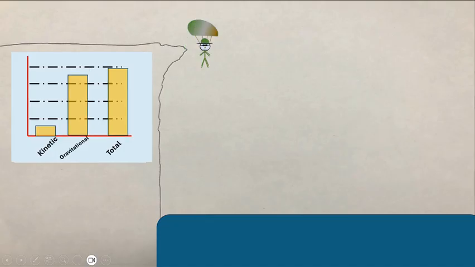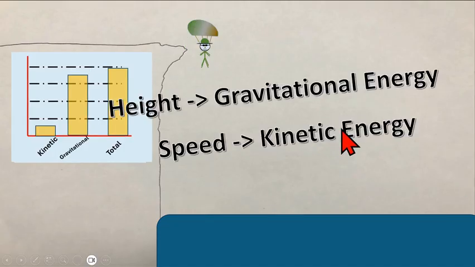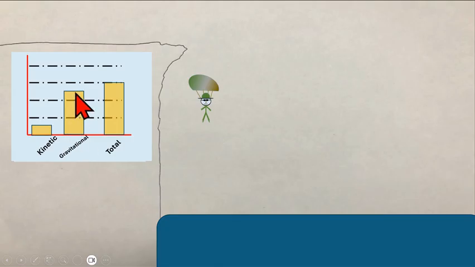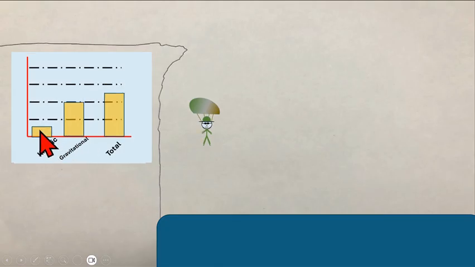And so he falls and his parachute opens. And remember, height is related to gravitational energy. So when he loses height, he's going to lose gravitational energy. And speed is related to kinetic energy. So as he speeds up, he's going to gain kinetic energy. So that's why you see him lose the gravity right here and gain kinetic. But as he goes down, his gravitational gets smaller and smaller, but his kinetic is limited because the parachute doesn't let him go any faster. And so you add these together to get the total. The total is actually going down.